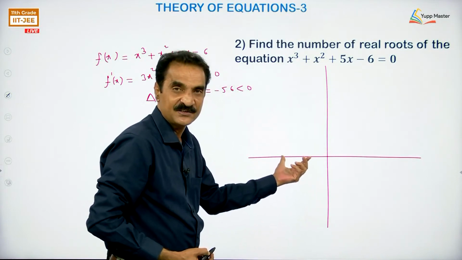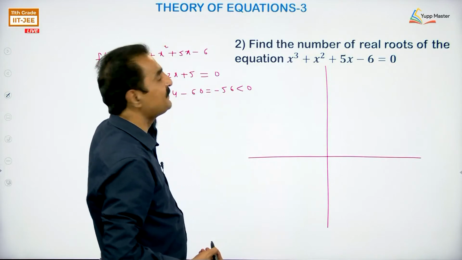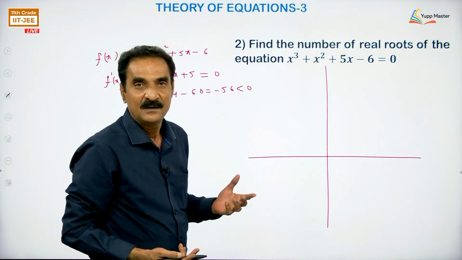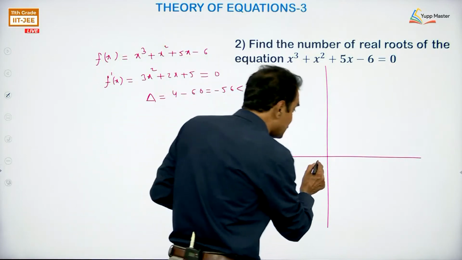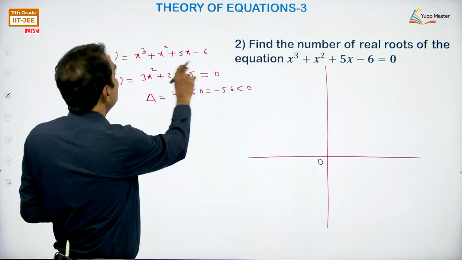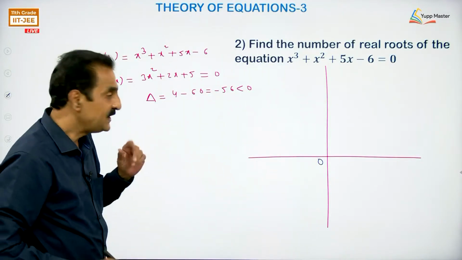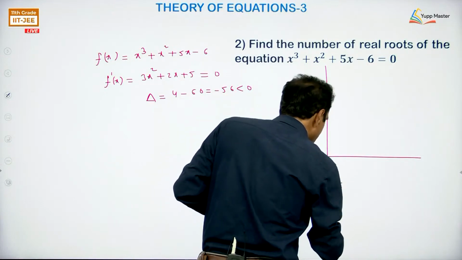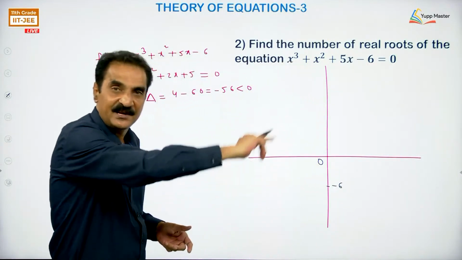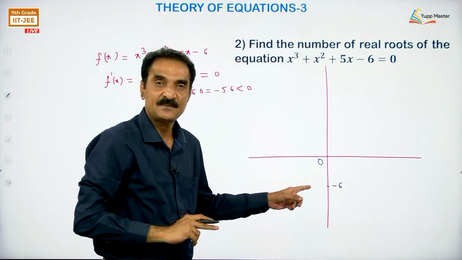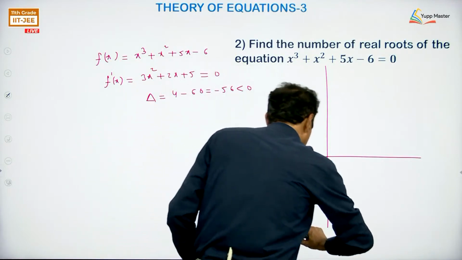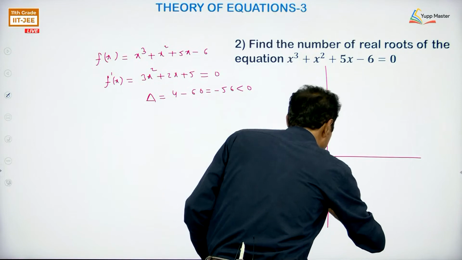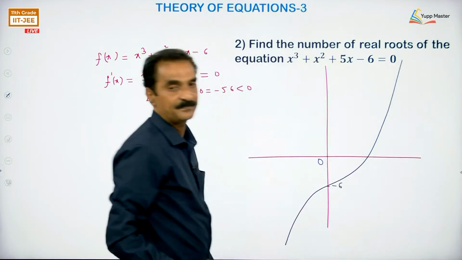If you want to find the intersection with x axis, we have to find the real root of this equation. But to find the point of intersection with y axis, you can simply put x is equal to 0. Putting x is equal to 0, how much are you getting? Minus 6. It is strictly increasing, intersects the y axis at minus 6. So, its graph will be like this.